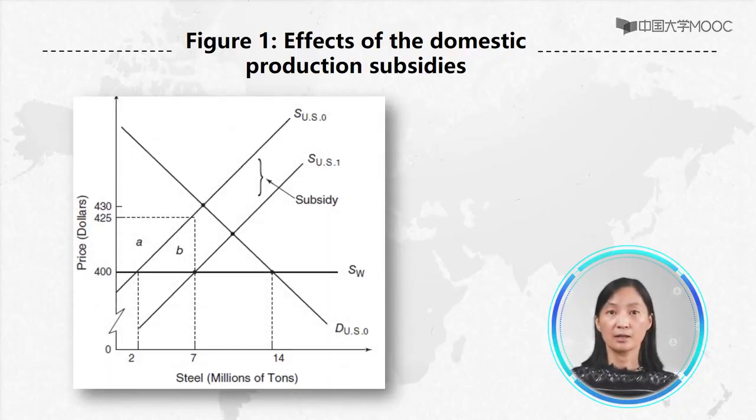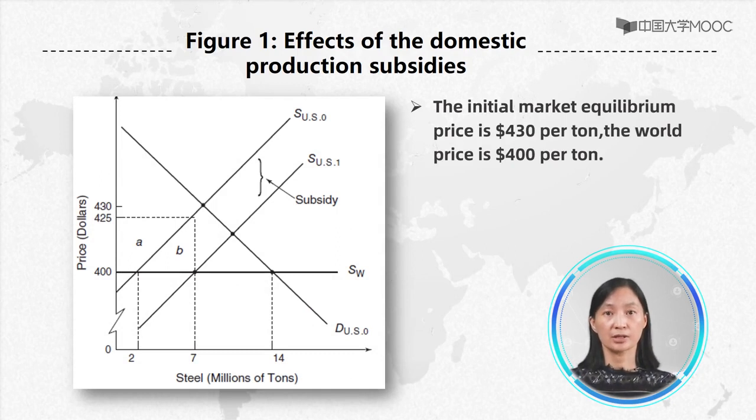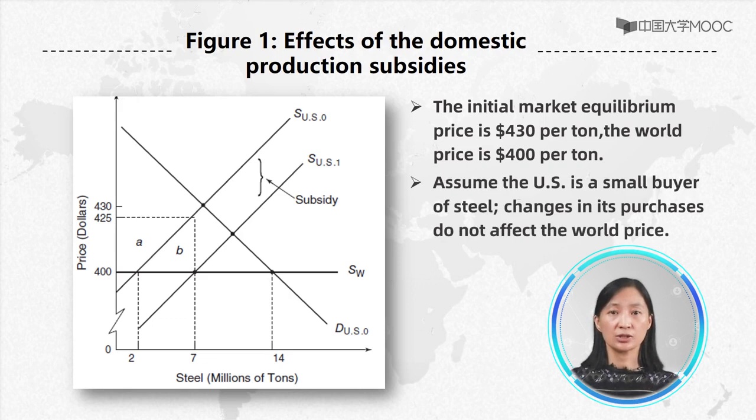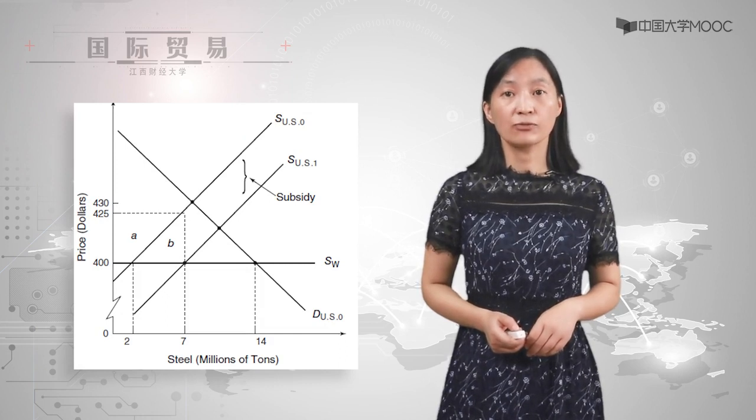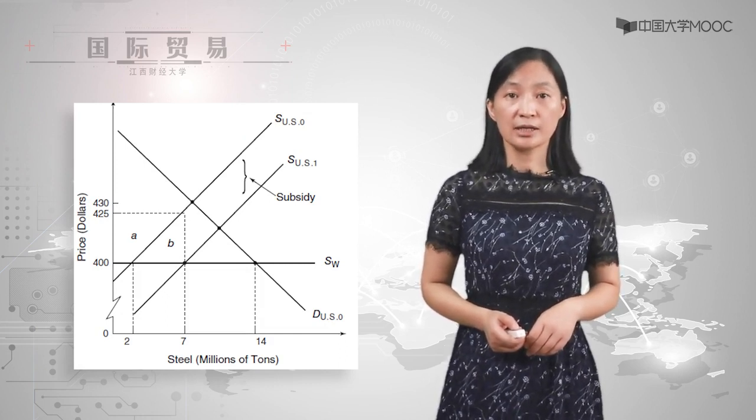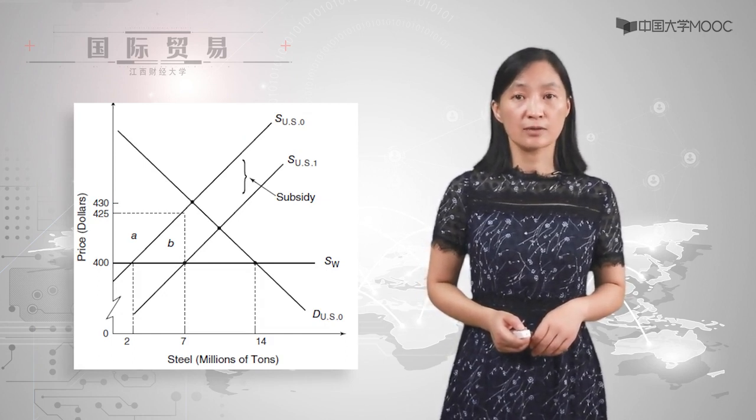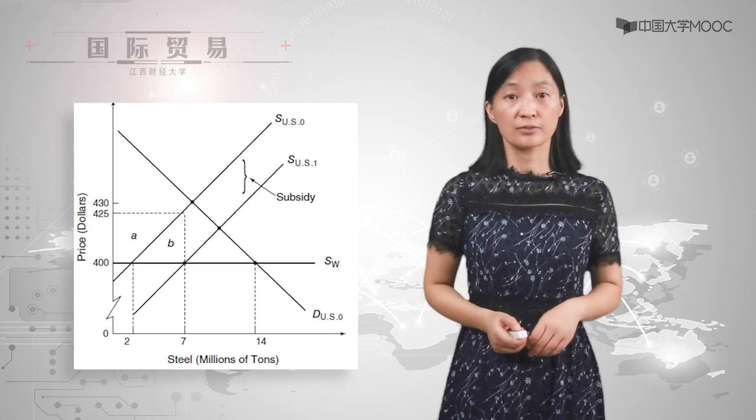Suppose the U.S. has no advantage in steel producing. Please look at Figure 1. The initial market equilibrium price is $430 per ton, but the world price is $400 per ton. Assume the U.S. is a small buyer of steel. Changes in its purchase do not affect the world price. Given a free trade price of $400 per ton, the United States consumes 40 million tons of steel, produces 2 million tons, and imports 12 million tons.